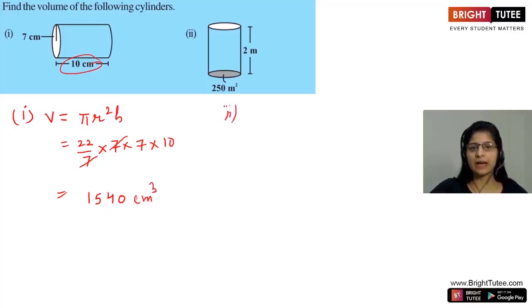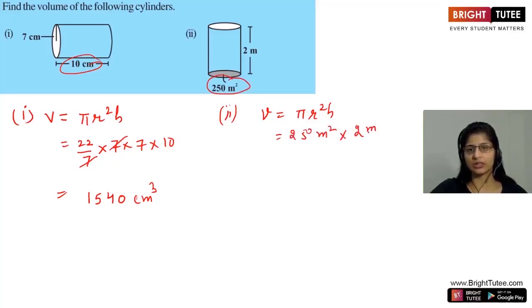Now in the second part, we have the volume as pi r square h. The area of base is given as 250 square meter into height is given as 2 meter. So 250 into 2 is 500, meter square into meter is cubic meter. So 500 cubic meter is the volume of the cylinder.